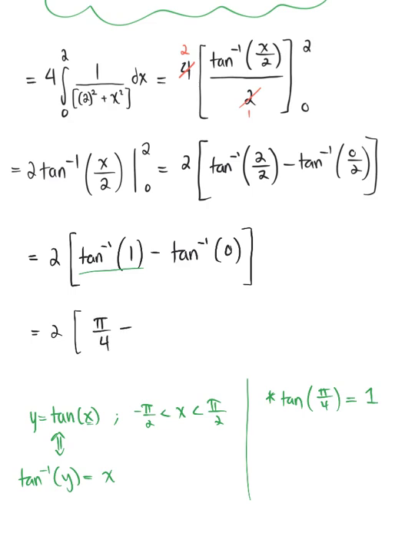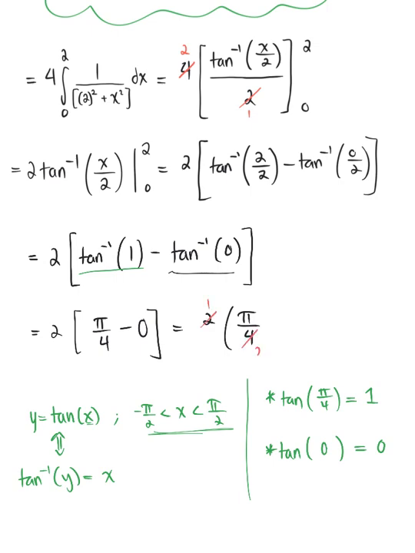And we do the same thing for inverse tangent of 0. We think what x value will make tangent equal 0. Well, there's only one case that does that, 0, within these bounds. So we can say that the inverse tangent of 0 goes to 0. So we have 2 multiplied by pi over 4, and we know again 2 goes into 4 2 times, for a beautiful final answer of pi over 2.